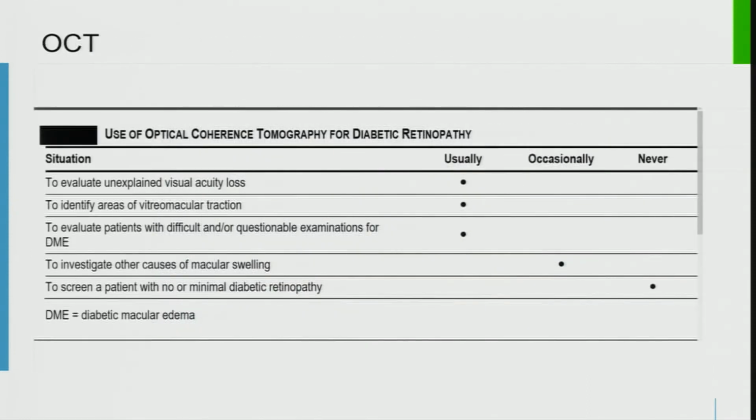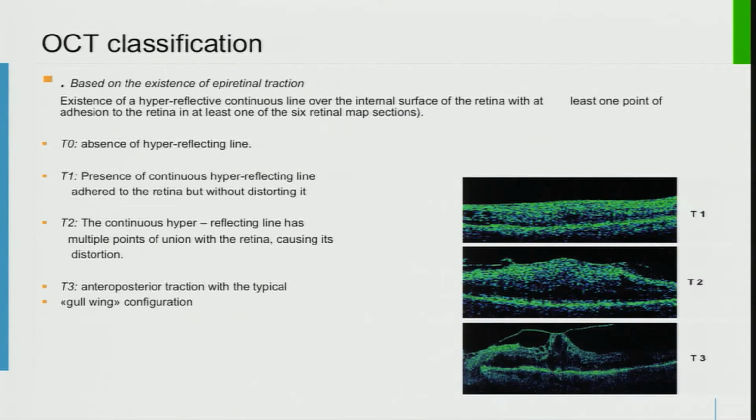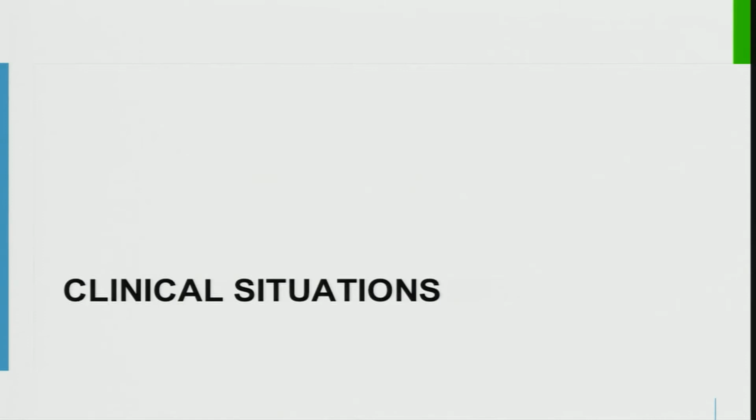Coming to its use in diabetics, it's mainly to evaluate any unexplained visual acuity loss. It helps you to monitor your treatment, and it also helps you to identify the areas of VMT. This is a standard OCT classification that all of us must be aware of. So I'll be skipping these two. Coming to the clinical cases.